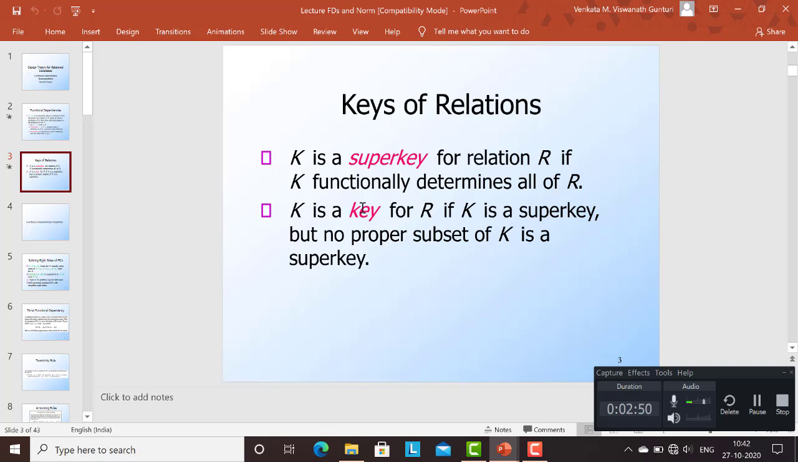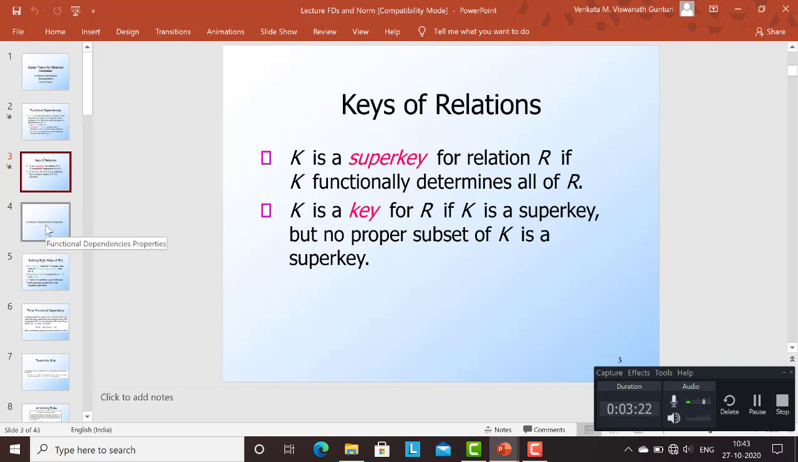And a key, as always, we define it as a super key which is minimal in size. So that means it's a super key such that no proper subset of a key can be a super key, right? Another way of saying this is that if K is minimal in size, then it is called a key. Otherwise it is called a super key.